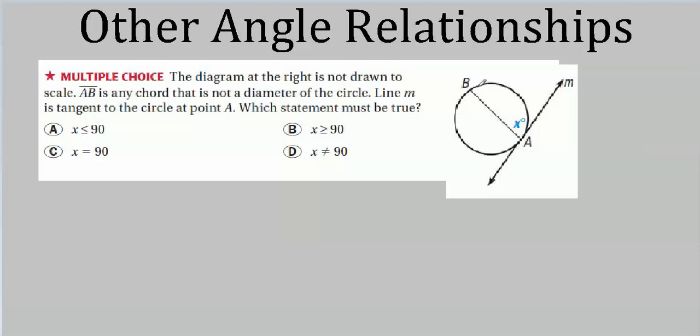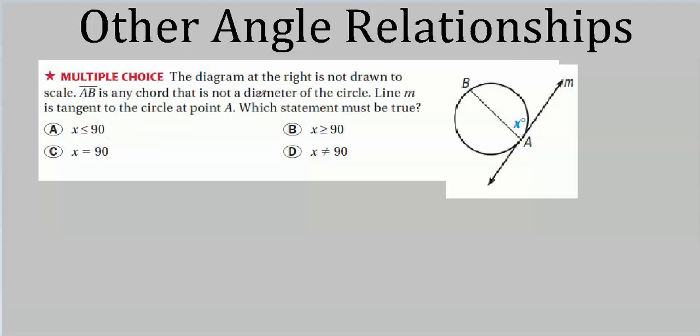So what do we know? That it's less than 90 degrees? Well, we don't really know that. Like I said, it's not drawn to scale, so we can't make any assumptions based on the actual appearance. What about B? It's greater than 90 degrees. Well, again, we can't make that assumption. How about equal to 90 degrees? That's the one thing we know it definitely isn't.